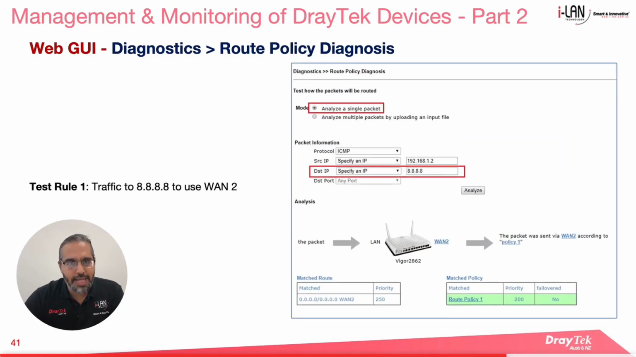In the route policy diagnosis, we select Analyze a single packet. We need to enter the destination IP address, which is 8.8.8.8, then click the Analyze button. The results will be displayed both in graphical format and in the table at the bottom highlighted in green. It shows that the data sent matches route policy rule number 1.